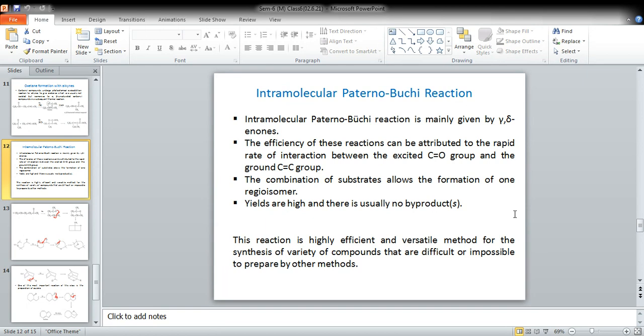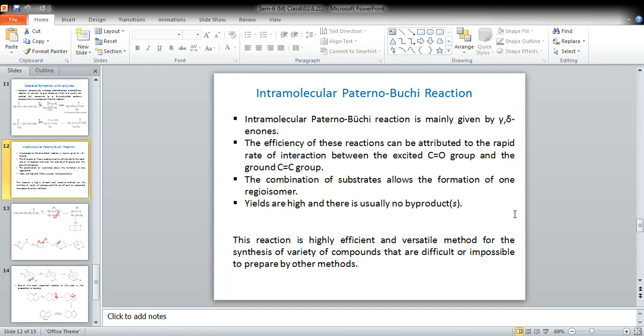Because a carbonyl compound can be changed to enones, we say enones. Anyway, you must know that only the gamma and delta position must have a C=C double bond. Now, the efficiency of these reactions can be attributed to the rapid rate of interaction between the excited C=O group and the ground C=C group. Here also, the light ray is absorbed by the carbonyl compound only, and the carbonyl compound gets excited in the process, and the excited carbonyl compound will react with C=C to produce oxetane.